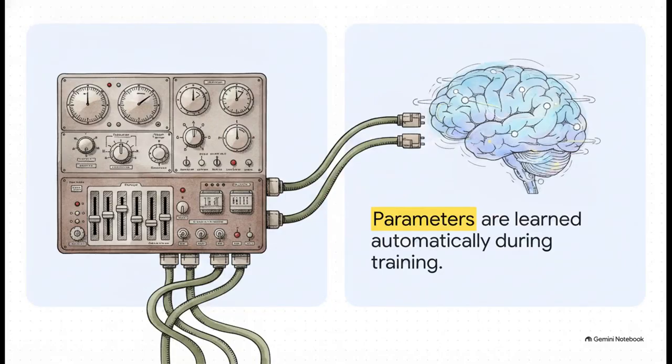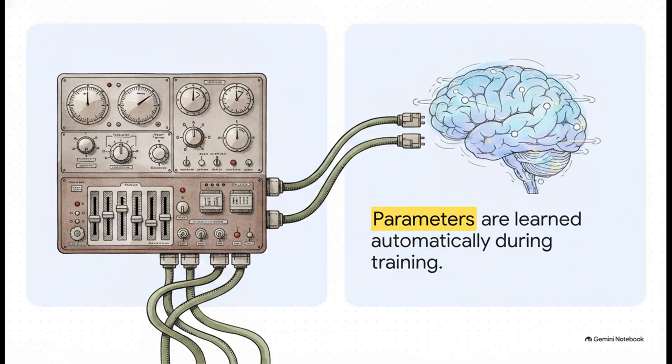While this massive loop is spinning, you've got to understand the difference between parameters and hyperparameters. Parameters are learned automatically by the model dynamically during training. Think of them as the model's internal brain weights. Hyperparameters, on the other hand, are the manual configuration settings that you control, like the learning rate. You are essentially turning the dials on the control board to tell the brain how fast or how deep it's allowed to think.